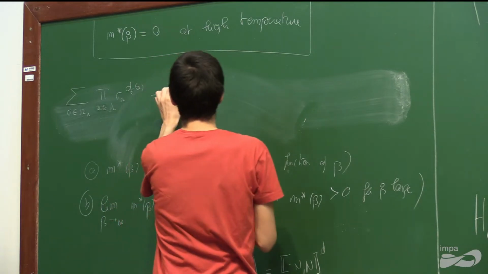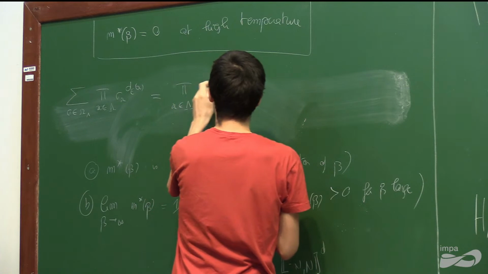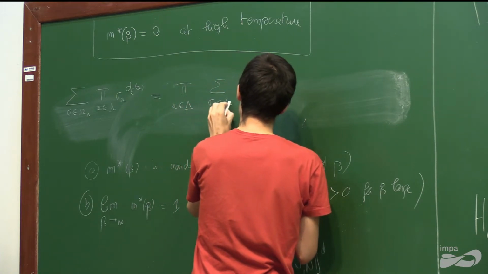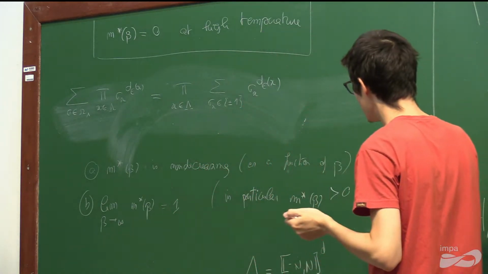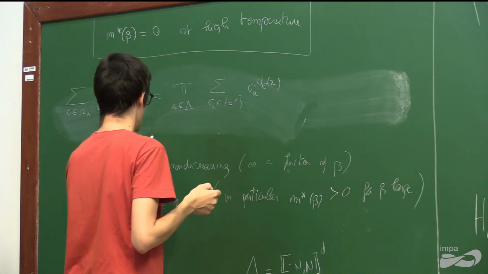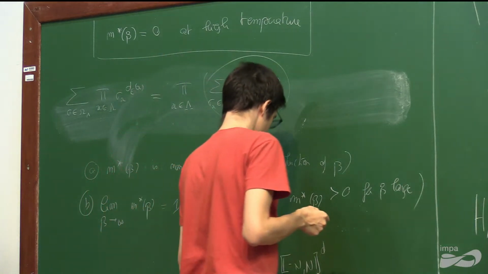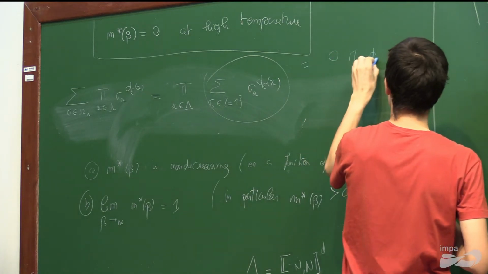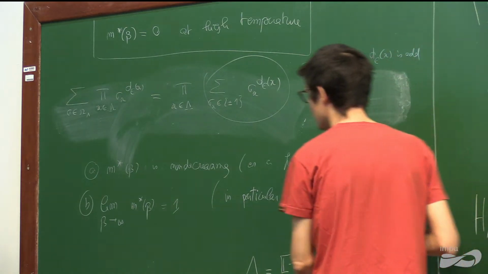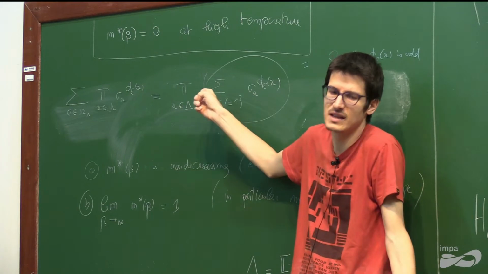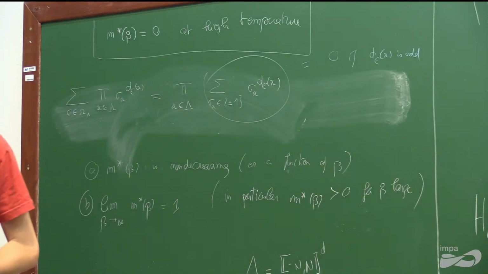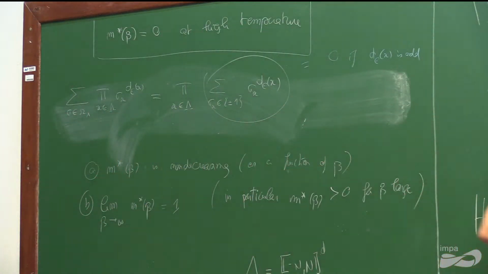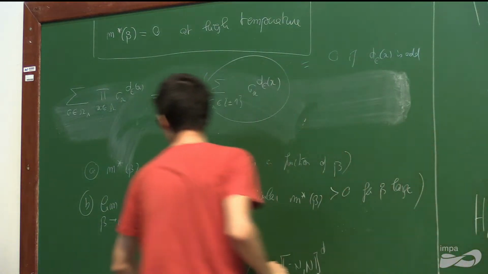Okay, so what I'm claiming is that this is equal to the product over x in lambda of the sum over sigma x in plus minus 1 of sigma x to the d_x. And this thing is equal to 0 if d_x is odd, and equal to 2 if it's even. So basically, if all the degrees are even, all these terms are equal to 2, so you get 2 to the power lambda. Okay, so this is the claim.